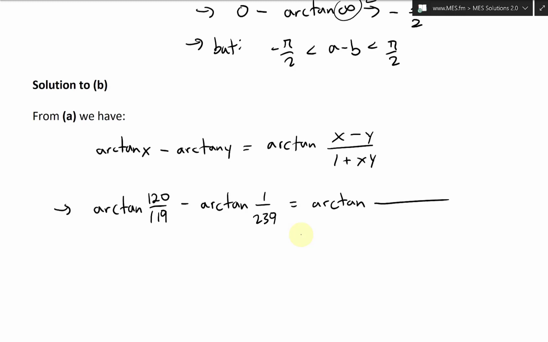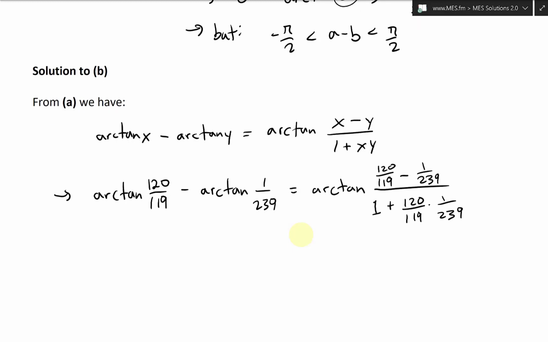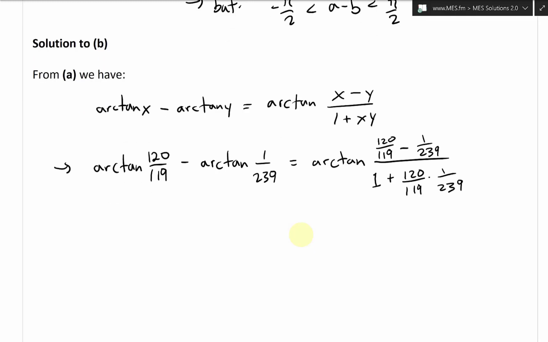Arctan of 120 over 119 minus 1 over 239, and then divided by 1 plus 120 over 119 times 1 over 239. All right, so now we're just going to do a bunch of algebra and solve this. We need to show that this is equal to pi over 4. And what I'll do is throw this inside.